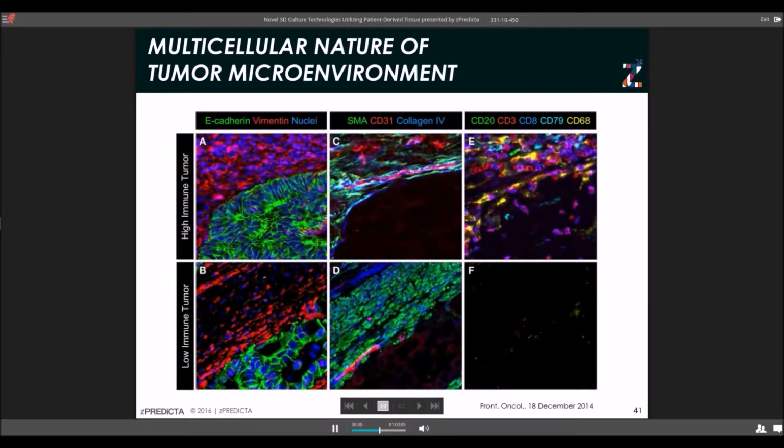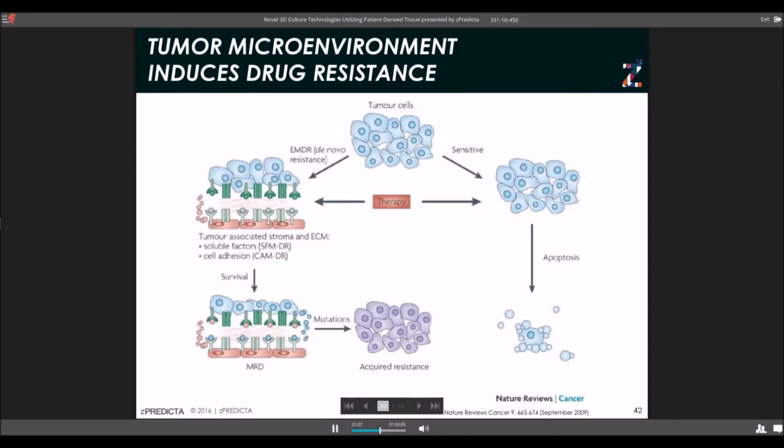One illustration of the tissue complexity is shown here with panel A showing epithelial tumor in green, and then stromal cells around it in red. And then if we look at panels E and F, those are showing immune cell infiltration. Different tumors are going to have different extents of immune cell infiltration, which is also crucial to understanding how the drugs will function. So we really need to recapitulate this type of scenario.